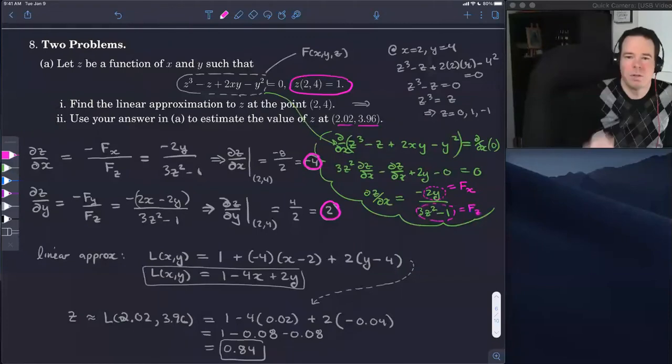How does our z value change when I move in various directions? And that's what derivatives are. So this is all just slopes. This is all just slopes and movements in directions and seeing how things increase or decrease. That's the geometry behind this.